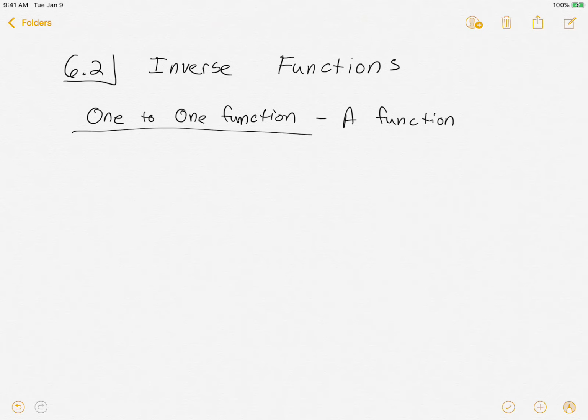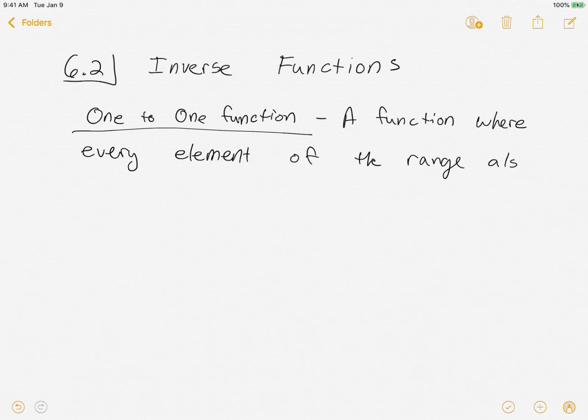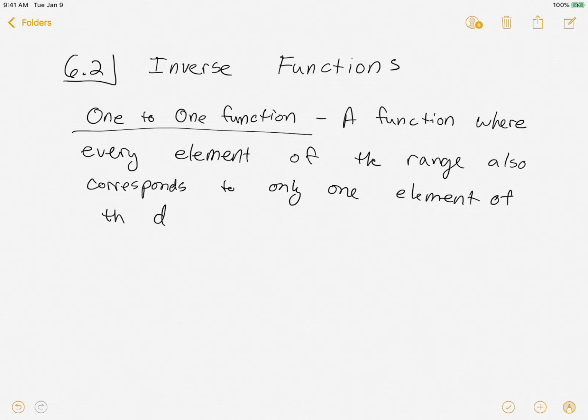A function, so it has to follow all the definitions of the function, where every element of the range also corresponds to only one element of the domain.